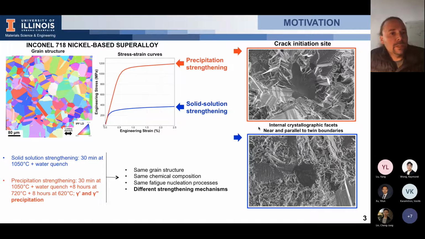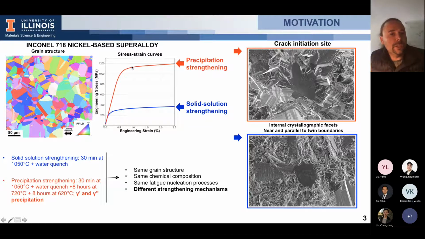We process this alloy in two different ways. The conventional way, where you do an aging treatment in order to develop precipitates at a very small scale. This gives a very high strengthening for this kind of alloy, and you obtain the red curve. You have the stress strain curve here in the middle, where you have your yield strength, which for this kind of alloy is close to 1100 MPa.